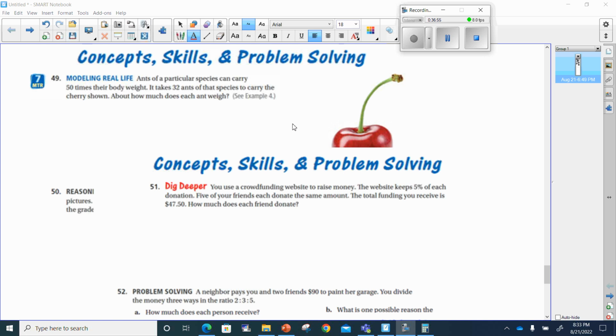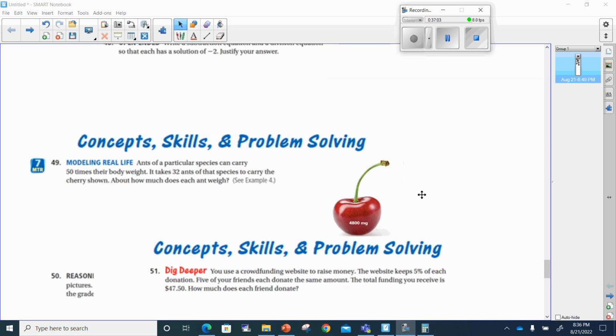It says 32 ants to carry that. I feel like I'm missing something here. I'm going to go look back in the book and see if it gives the weight of the cherry. There, I found the missing information I needed, that these cherries weigh 4,800 milligrams.